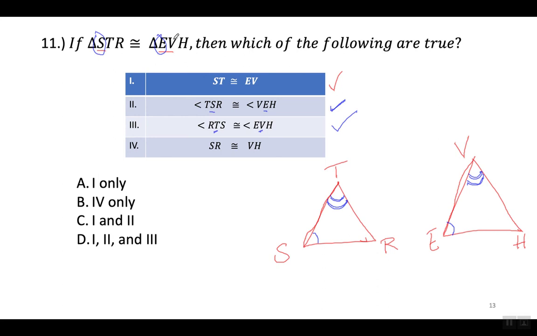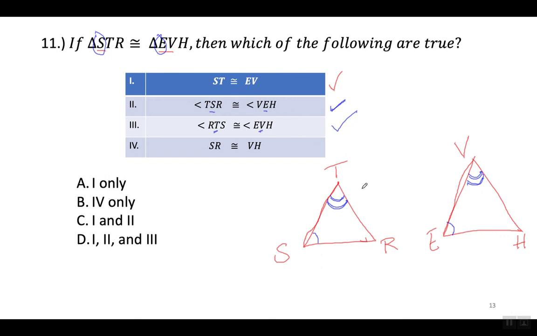Esos dos ángulos son congruentes. Pero se puede decir RTS o ángulo STR y es el mismo ángulo. Igual que aquí se puede decir ángulo EVH o HVE. Los dos se refiere al mismo ángulo. Estoy imitando cómo está la respuesta en el examen. Las letras que yo puse son diferentes de las letras en el examen, pero el concepto es igual.